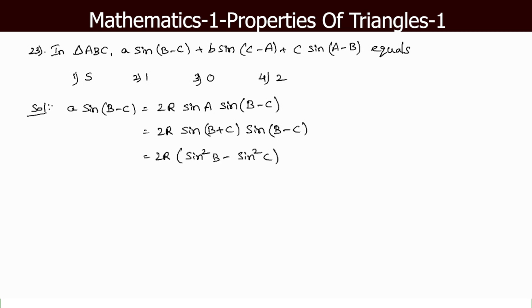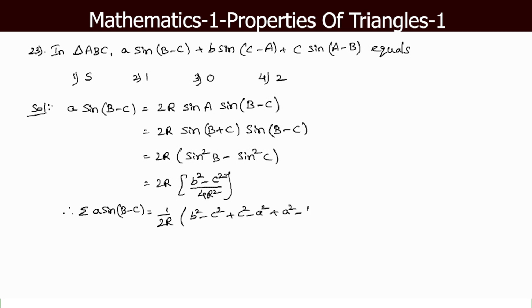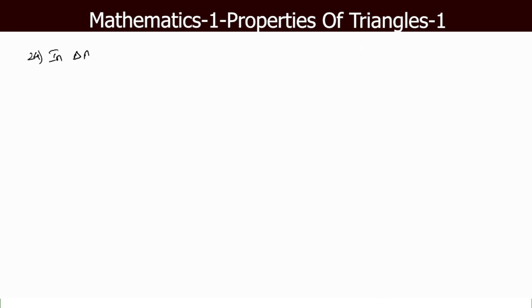So, sigma a sin(b minus c) is 1 by 2r into (b square minus c square plus c square minus a square plus a square minus b square), which is equal to 0. So, the correct option is option number 3.